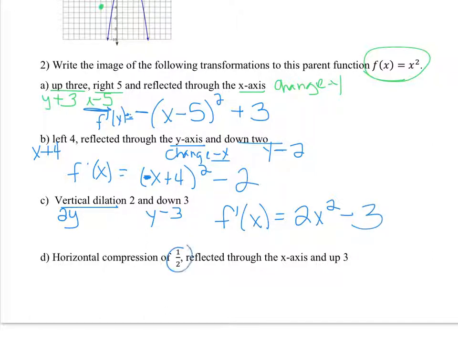Horizontal compression of a half, that means I'm going to multiply x by 2. It's messed up, but that's just what it means. You just flip it, and you put it next to the x. Reflected through the x-axis means we're going to change the y. And up 3 means I'm going to add 3. So multiply x by 2, meaning it's going to be inside the parentheses. Reflected through the x-axis, so y gets changed, that's the whole function, and then move it up 3.